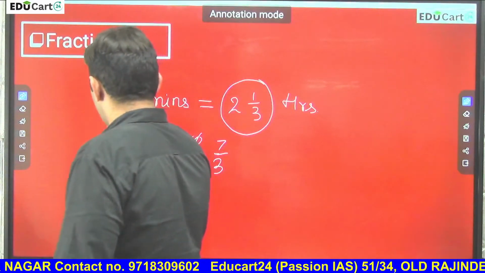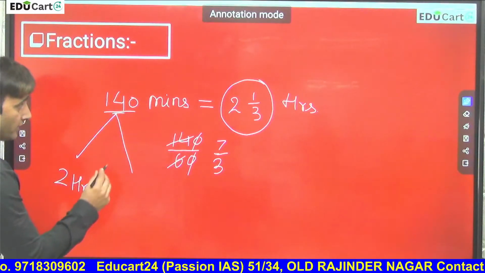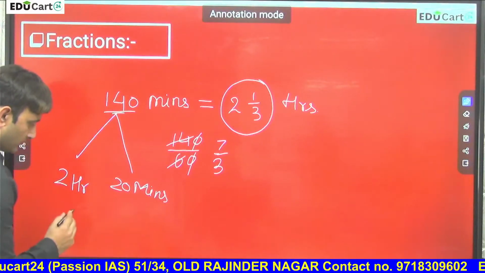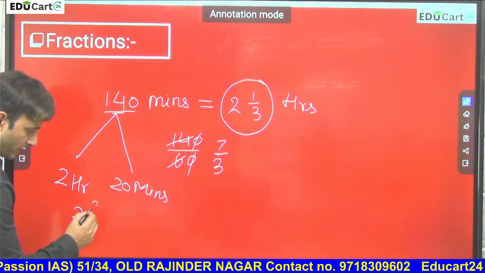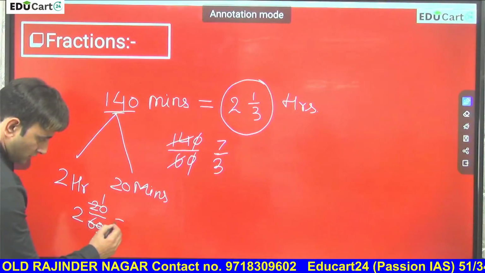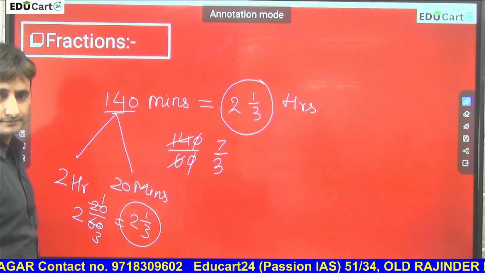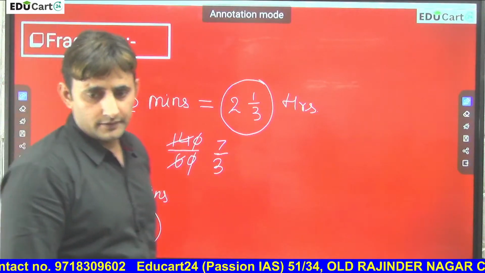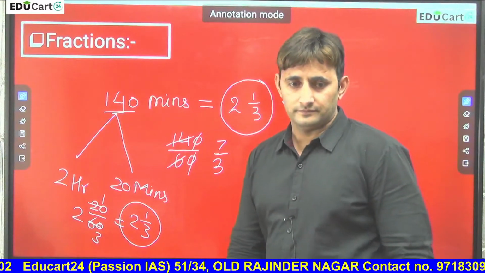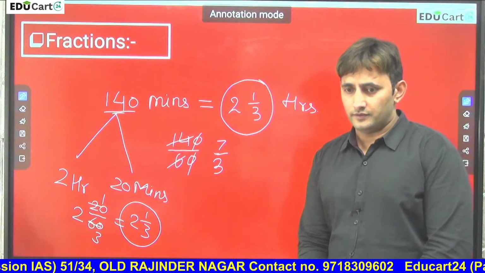Or you can say that this is 2 hours and 20 minutes. So 2 hours complete, 20 minutes, 20 upon 60. So that is 1 upon 3. So this is 2 1 upon 3. You can do it like this. Is that okay? Okay? Fine.